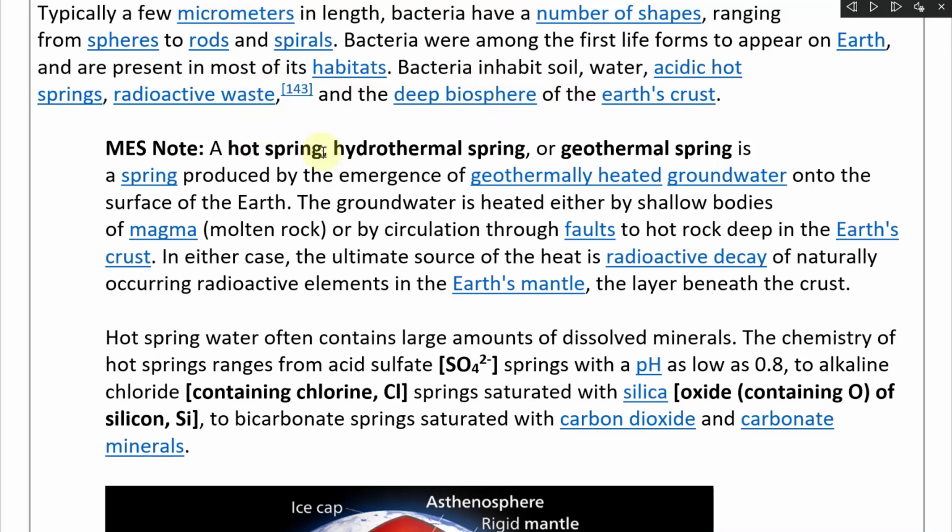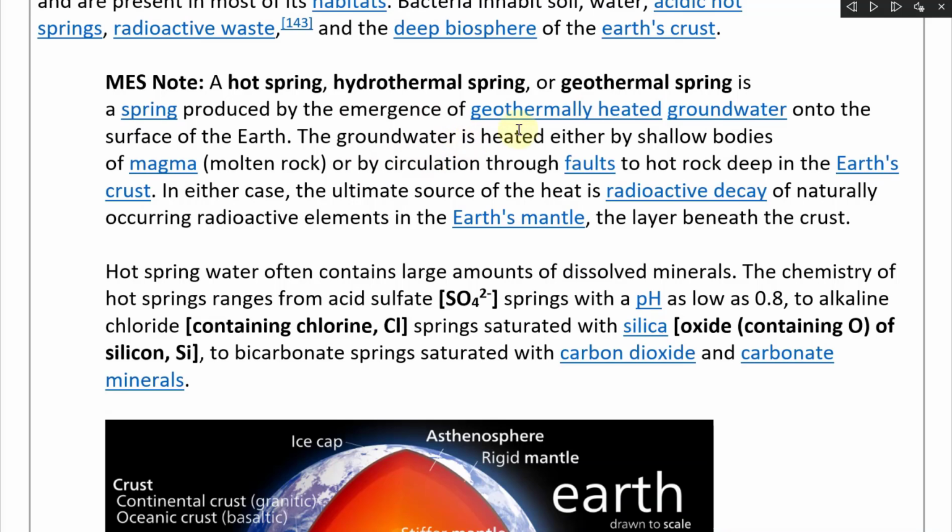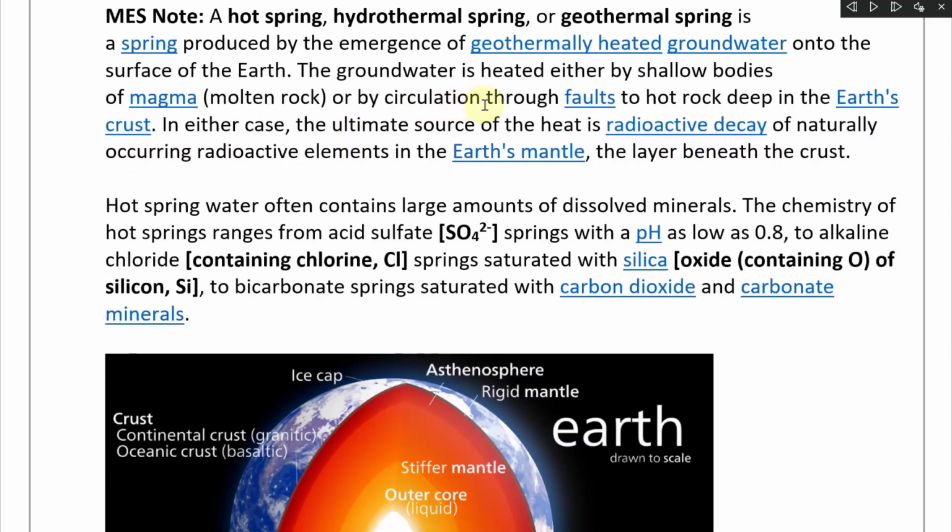Yeah, so a note, a hot spring or a hydrothermal spring or geothermal spring is a spring produced by the emergence of geothermally heated groundwater onto the surface of the ground. The groundwater is heated either by shallow bodies of magma, which are molten rock, or by circulation through faults to hot rock deep in the Earth's crust. In either case, the ultimate source of the heat is radioactive decay of naturally occurring radioactive elements in the Earth's mantle, the layer beneath the crust.